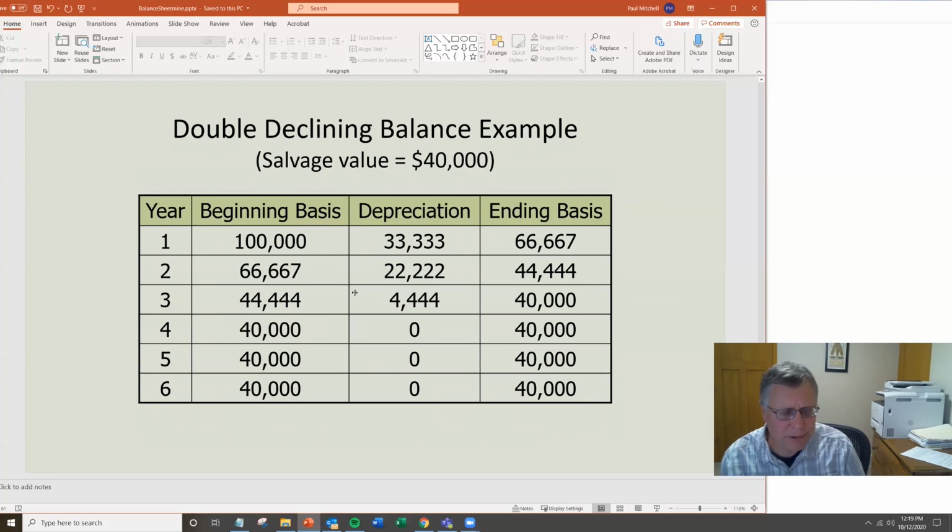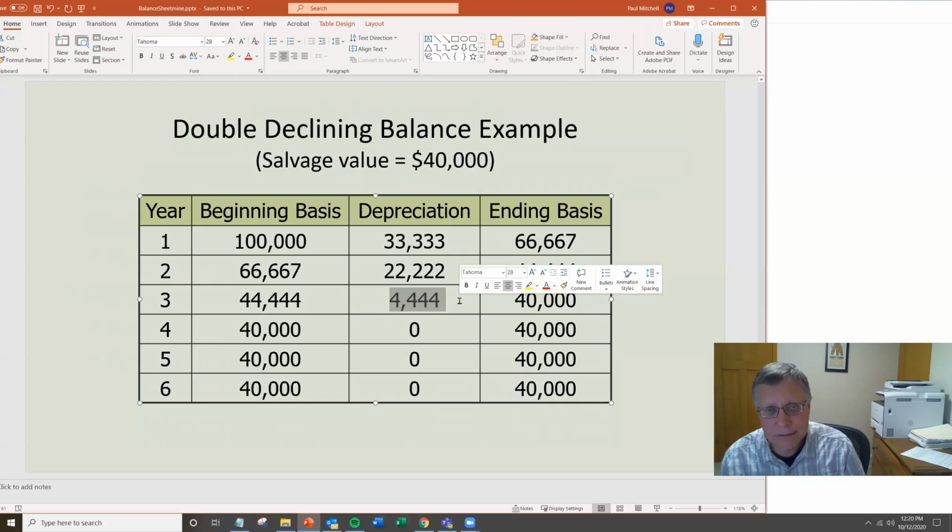So we'll do some examples here. Here the salvage value was $40,000. What that means is, when you get to this $44,444 as the initial value, instead of taking that $14,850 worth of depreciation, you take it only to $4,444. So you're at the $40,000 salvage value. The rest of the life, you take no depreciation because you're at the salvage value. It's kind of an ad hoc fix.